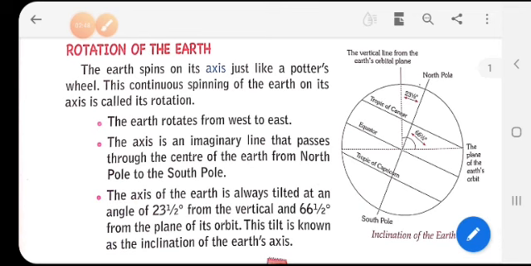So children, you must know that when the earth is spinning on its axis, it is called rotation. So the earth rotates from west to east. So when you see the sun rise in the east and setting in the west, that means the earth is taking an opposite spin, that is from west to east. That is why we have the sunrise in the east and sunset in the west.